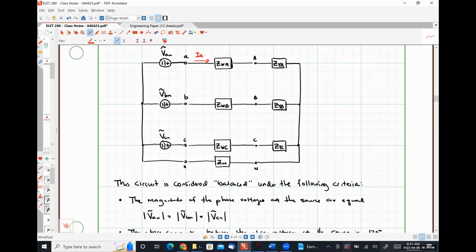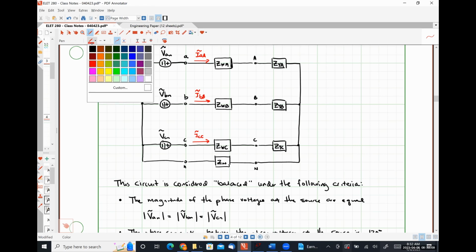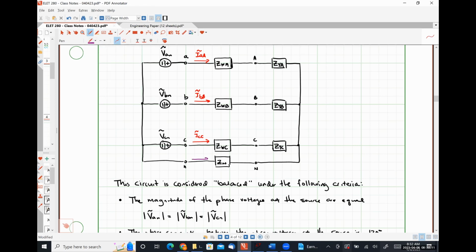So our line currents are going to be IAA, the current flowing through the A phase of the transmission line. IBB, the current flowing through the B phase of the transmission line. ICC, the current flowing through the C phase of the transmission line. And I'm doing this in a different color because it's not commonly considered a line current, but we're going to need it, INN, the current flowing through our neutral conductor.